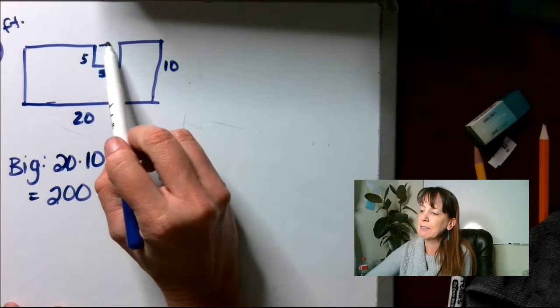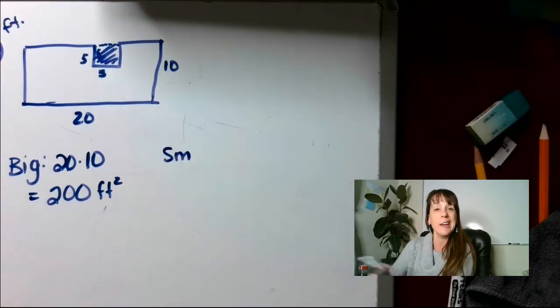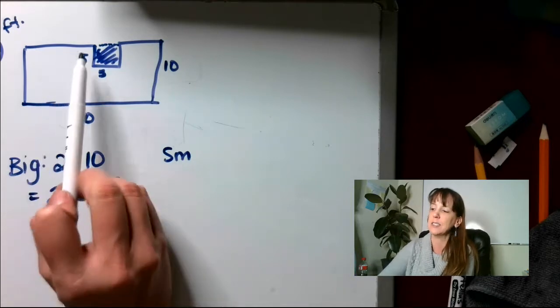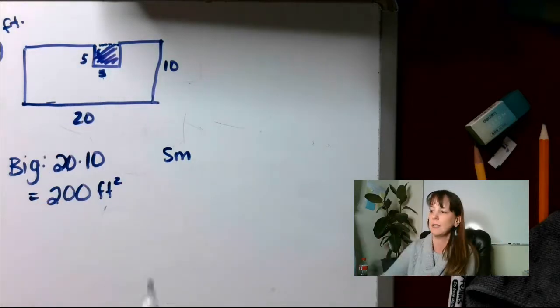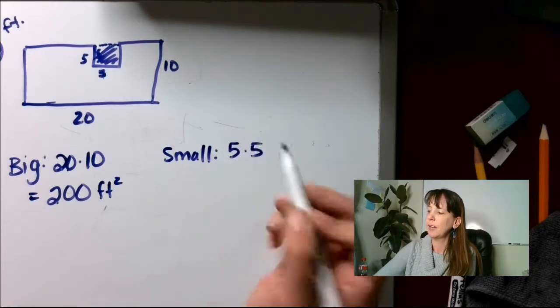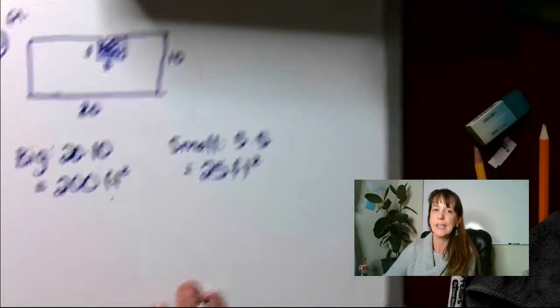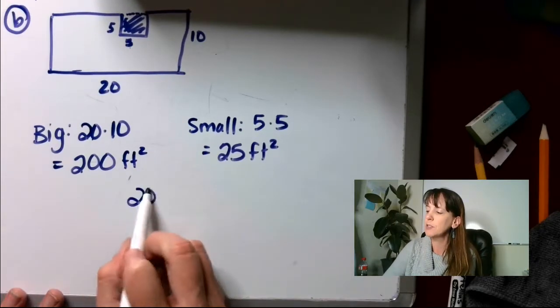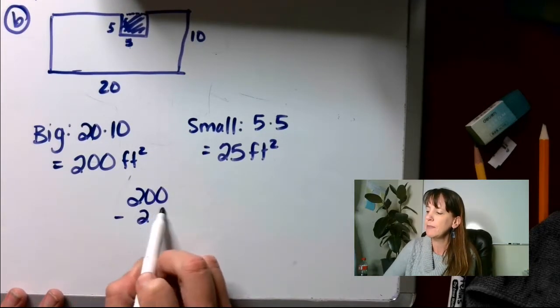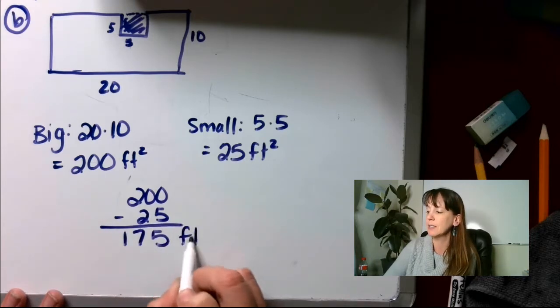It's this guy right in here, right? It's still a nice little shark bite that we got out of there, and conveniently they've given us the dimensions. It's 5 by 5, easy peasy. So the small is going to be 5 times 5, which means it equals 25 feet squared. So we come over here, we do 200 minus 25, and that will give us 175 feet squared.